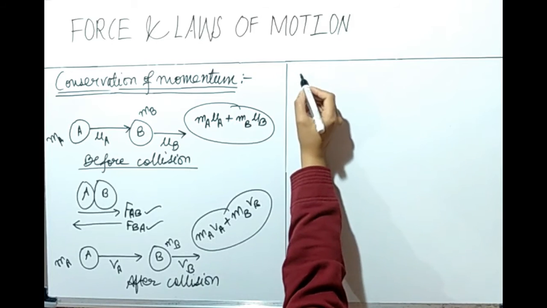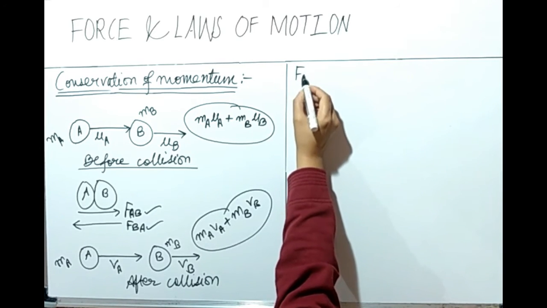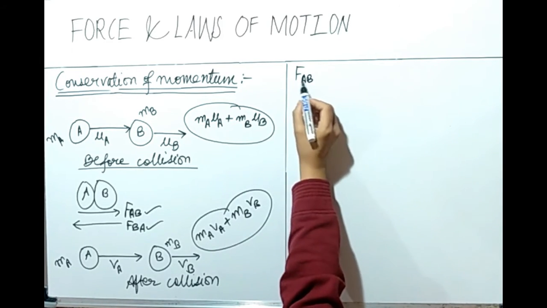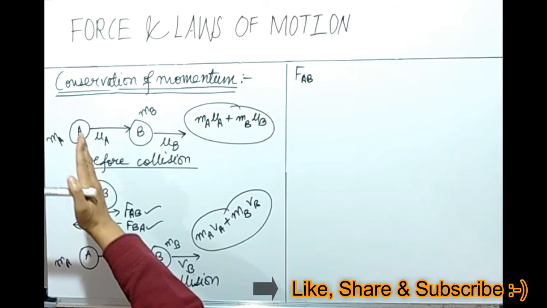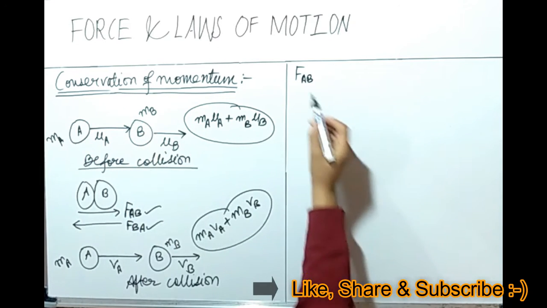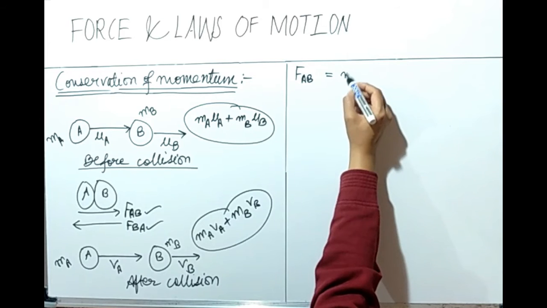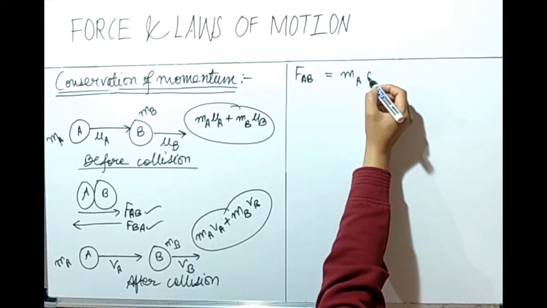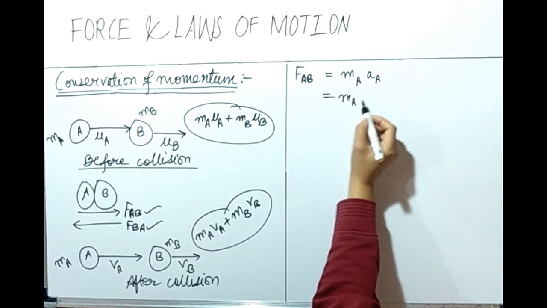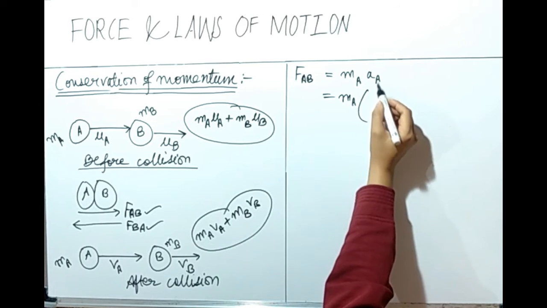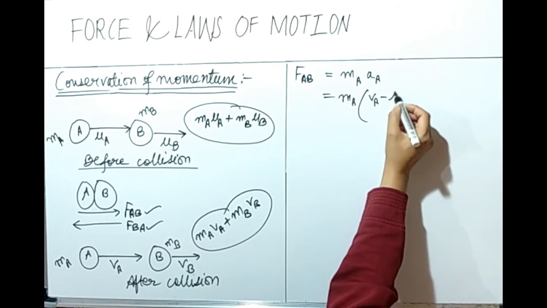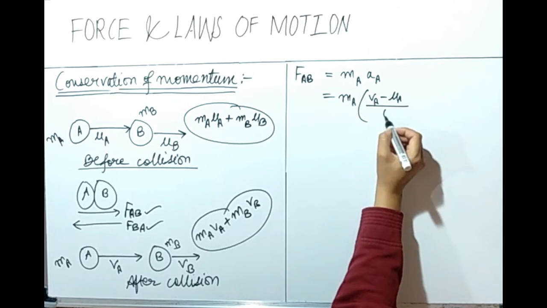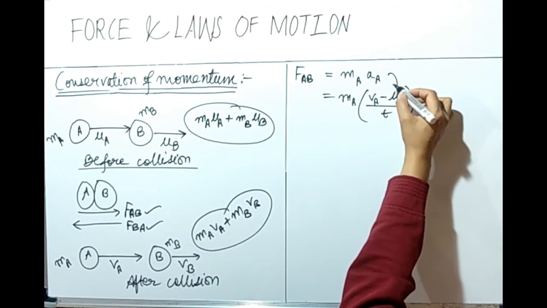Can we write the expression for action force? FAB is the force which was applied by ball A on ball B. FAB is mass into acceleration, and acceleration can be written as change of velocity by time. Final velocity minus initial velocity by time, that is our acceleration.